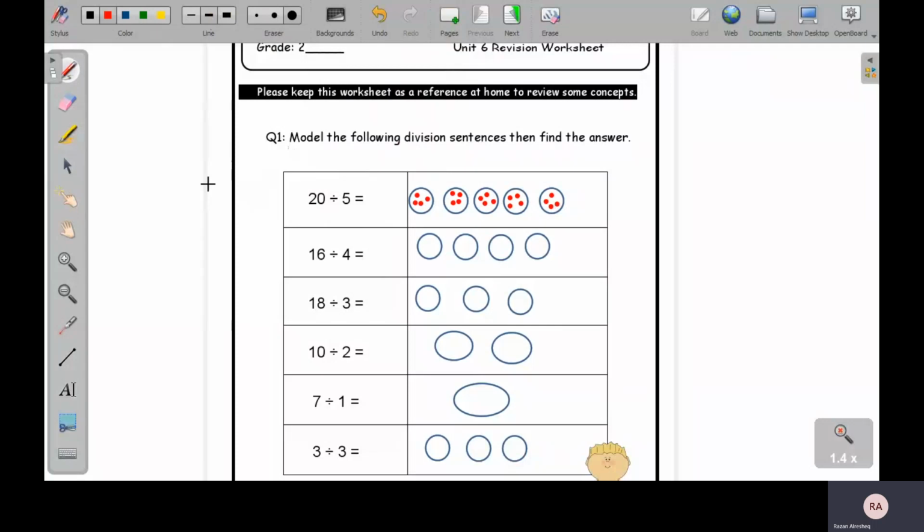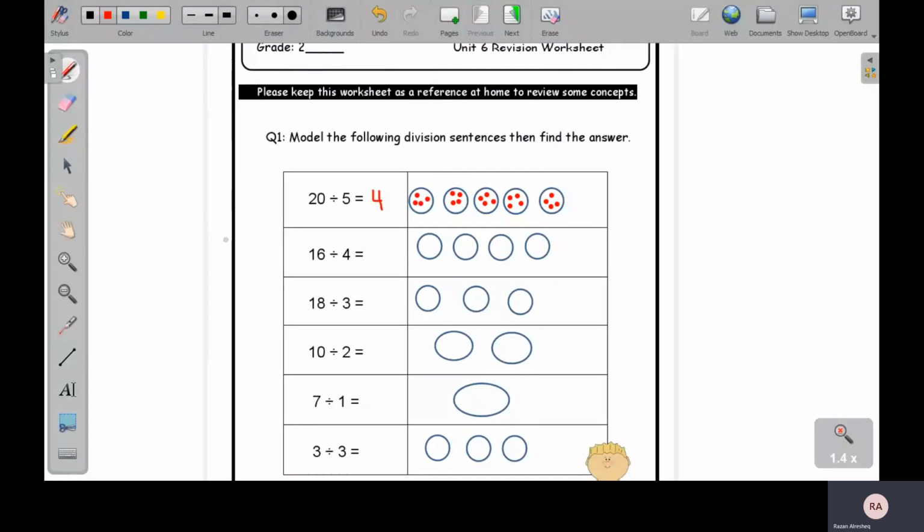So 20 divided by 5 gives me what's inside each group. In division, the answer is what's inside each individual group, and they all have to be equal. All right? So here I'll say 20 divided by 5 is going to give me 4. Let's go to the next one.